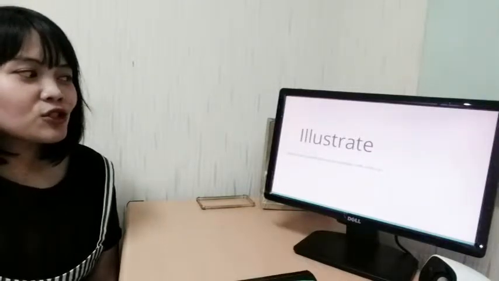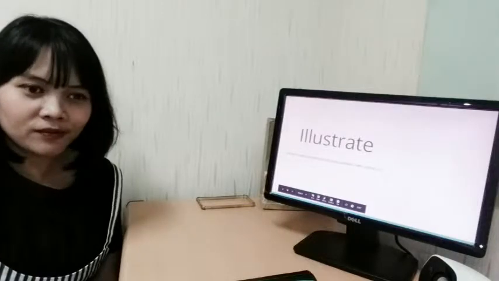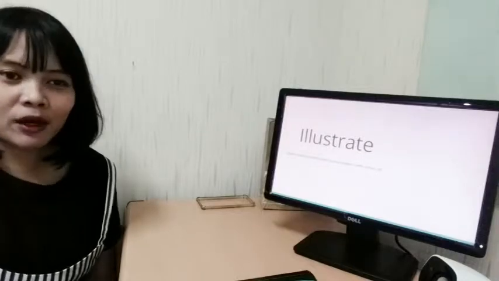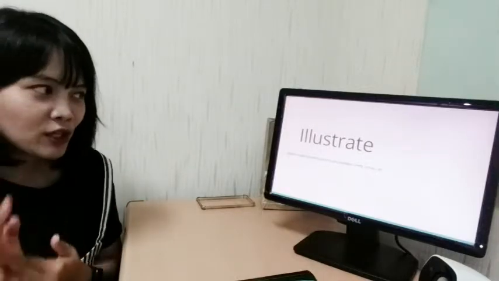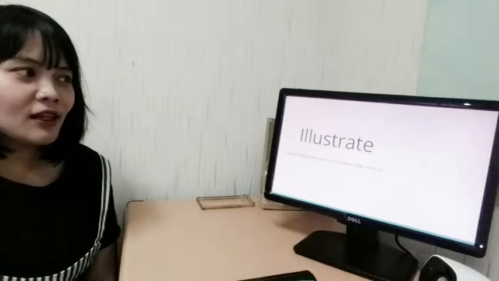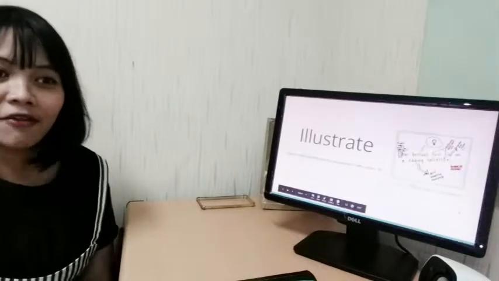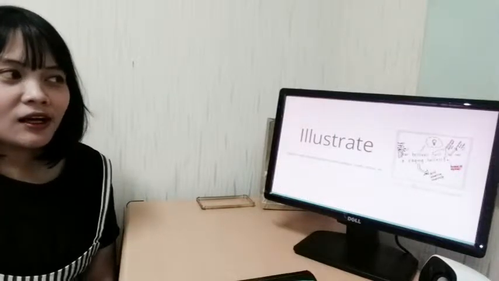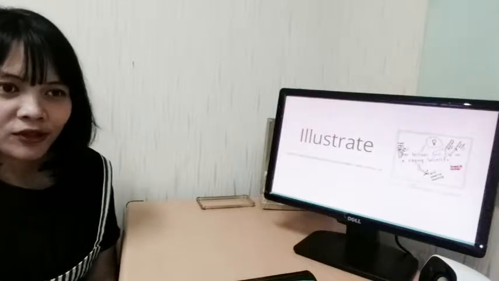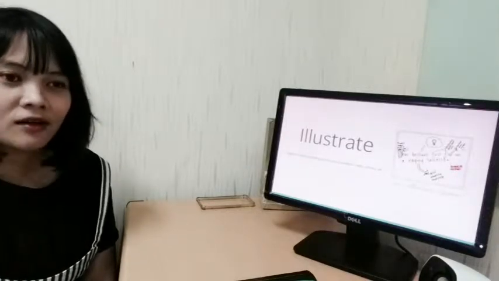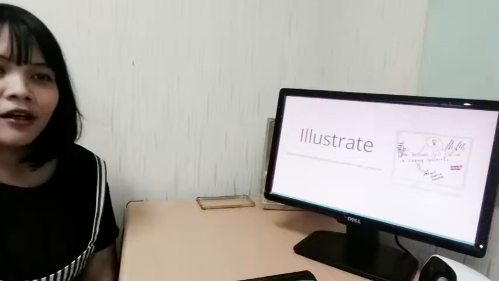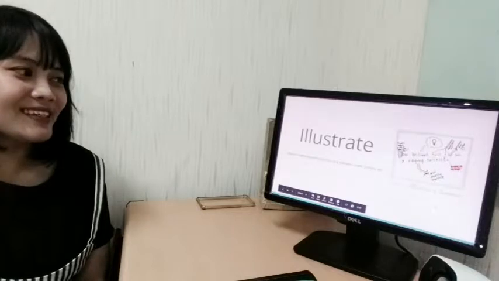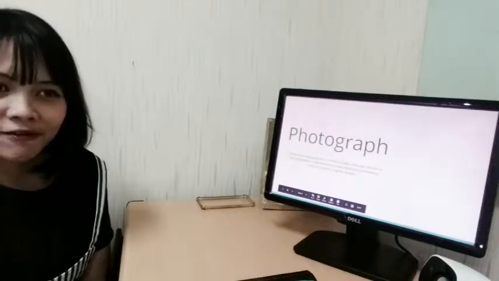Next, illustrate. This is a verb. To illustrate is to explain or to make something clear by using examples. Sometimes you draw pictures as well, or use charts like this. Have you ever illustrated something? Is it better to use illustrations? If you are a visual learner, then using illustration might be the best way for you to learn something. Next, the last one is photograph.